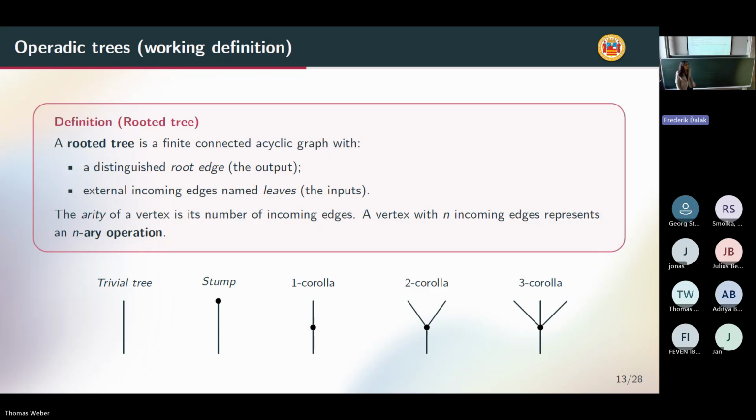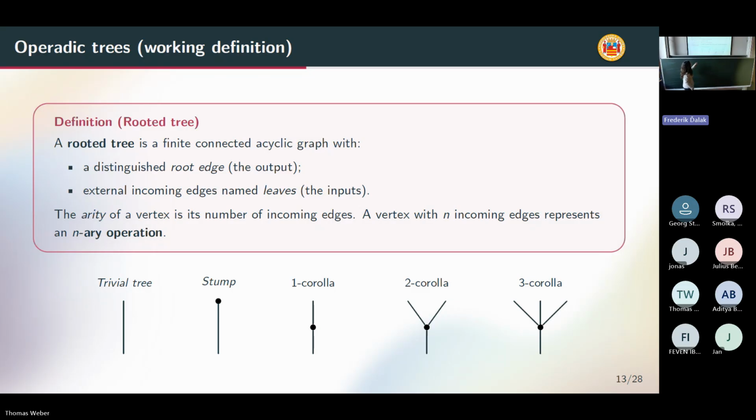Okay, so you can think about an operadic tree just like this one. In this kind of picture, vertices correspond to operations, and the upper edges are named leaves, and they correspond to the inputs of an operation. And the unique root, which is the lower edge, is the unique output of the operation, because now we only consider multilinear operations with several inputs but one output. So a tree is exactly a picture like this one.